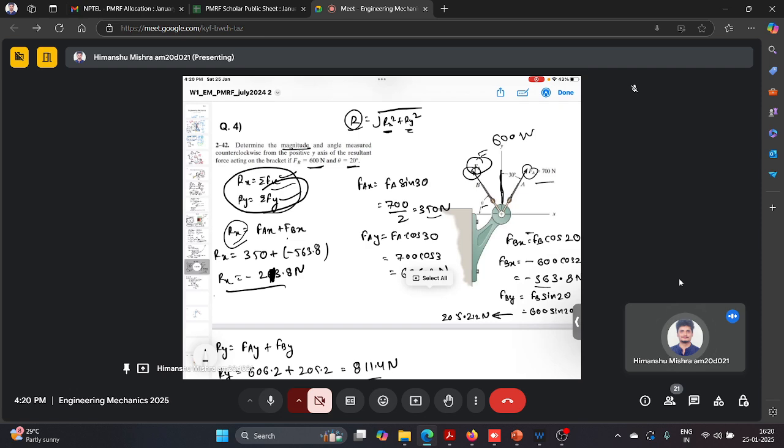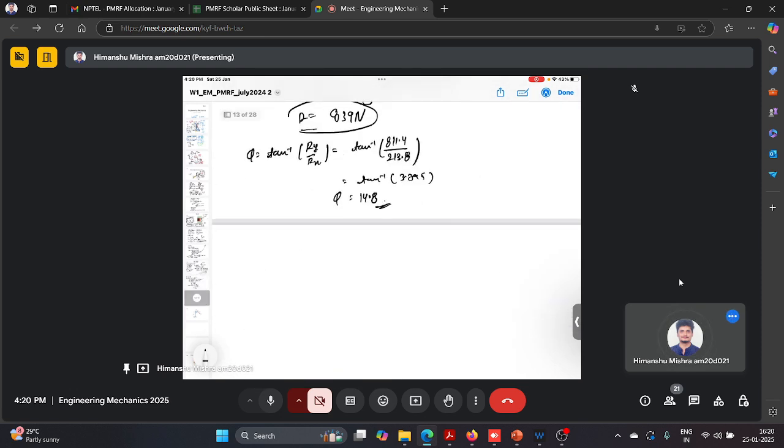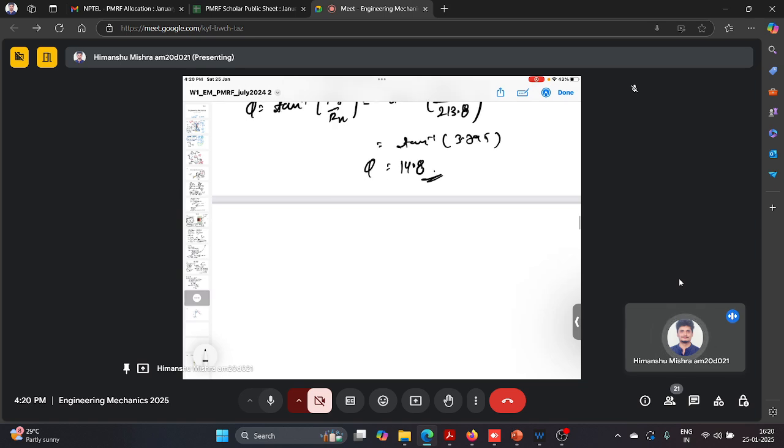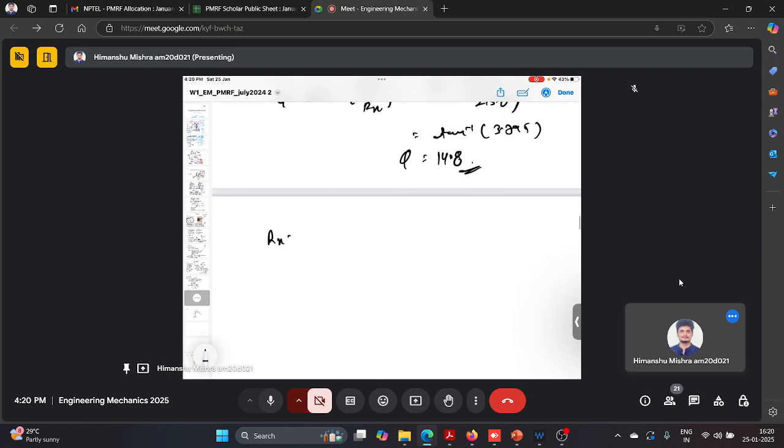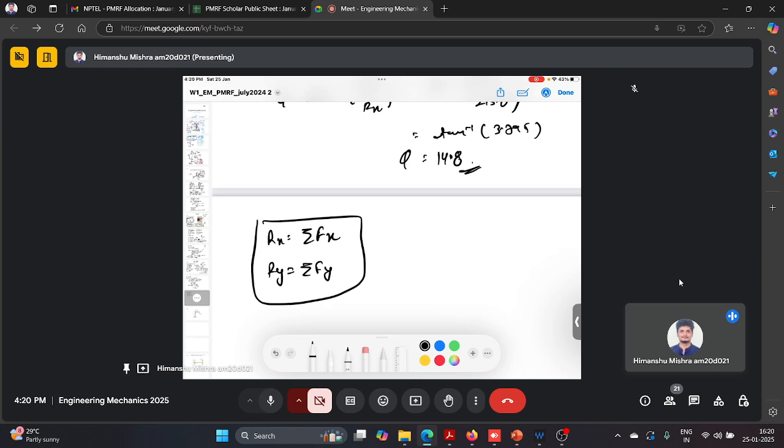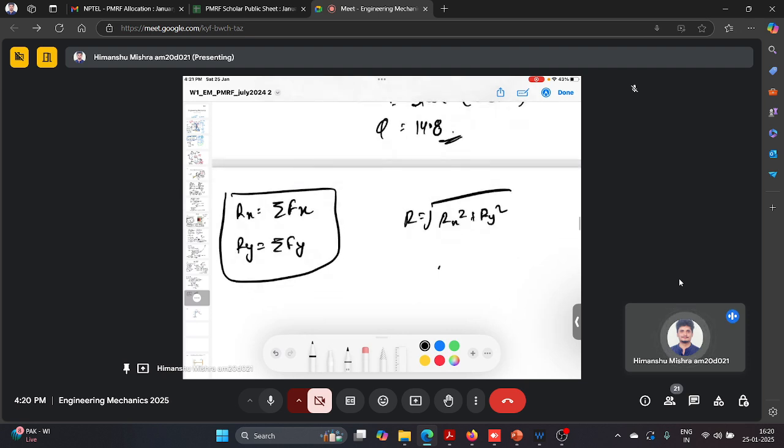If not, then we can move to the next concept. So until now we actually looked at two things. The first thing is to calculate the components of the resultant force, which is equal to the summation of forces in the respective direction, and then to calculate the magnitude of the resultant force, which can be given by this expression, and the directional angle can be given by tan inverse Ry by Rx.